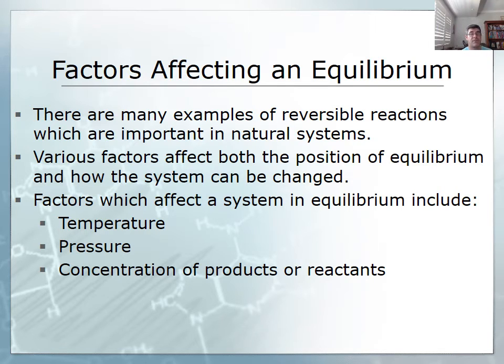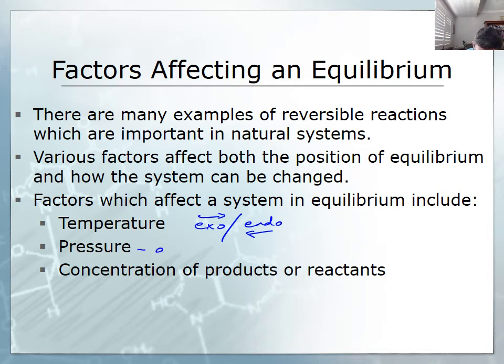But there are a number of different factors that can affect the position of equilibrium, so where it lies in terms of equal products and reactants, more products than reactants, or fewer products than reactants, and how that system can be changed. There are a number of important factors that we need to consider. Reactions can either be exothermic or endothermic, and obviously if the forward reaction is exothermic, then the reverse reaction will be endothermic, and therefore temperature will affect the position of the equilibrium. It will push it one way or the other.